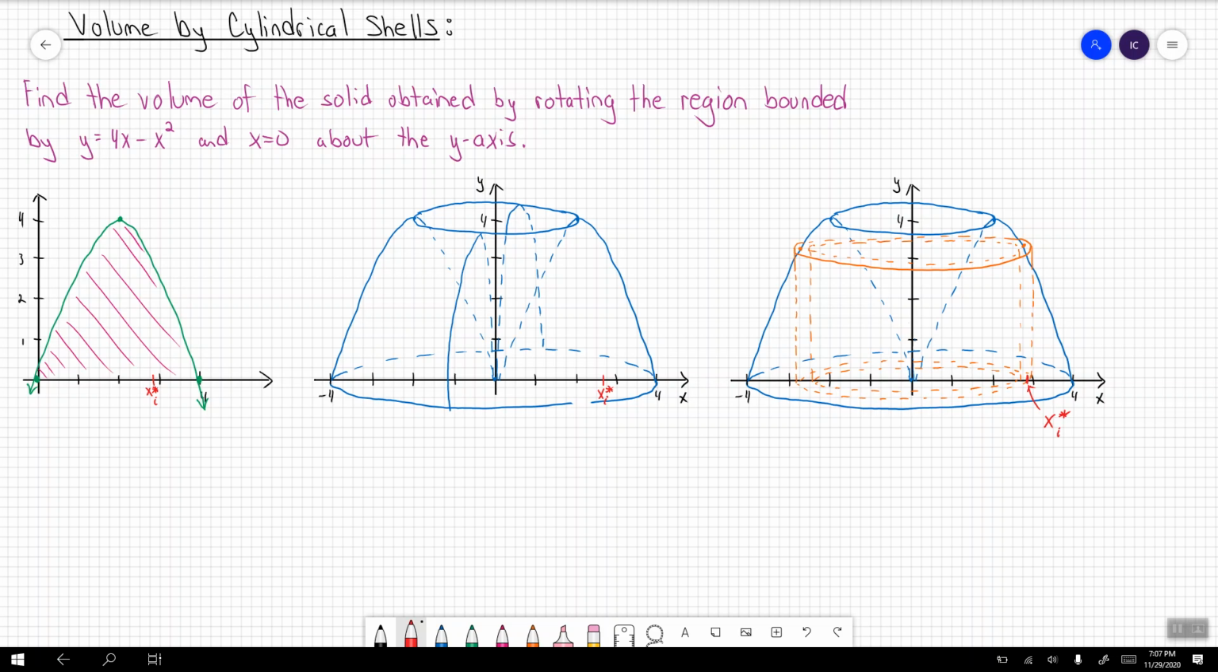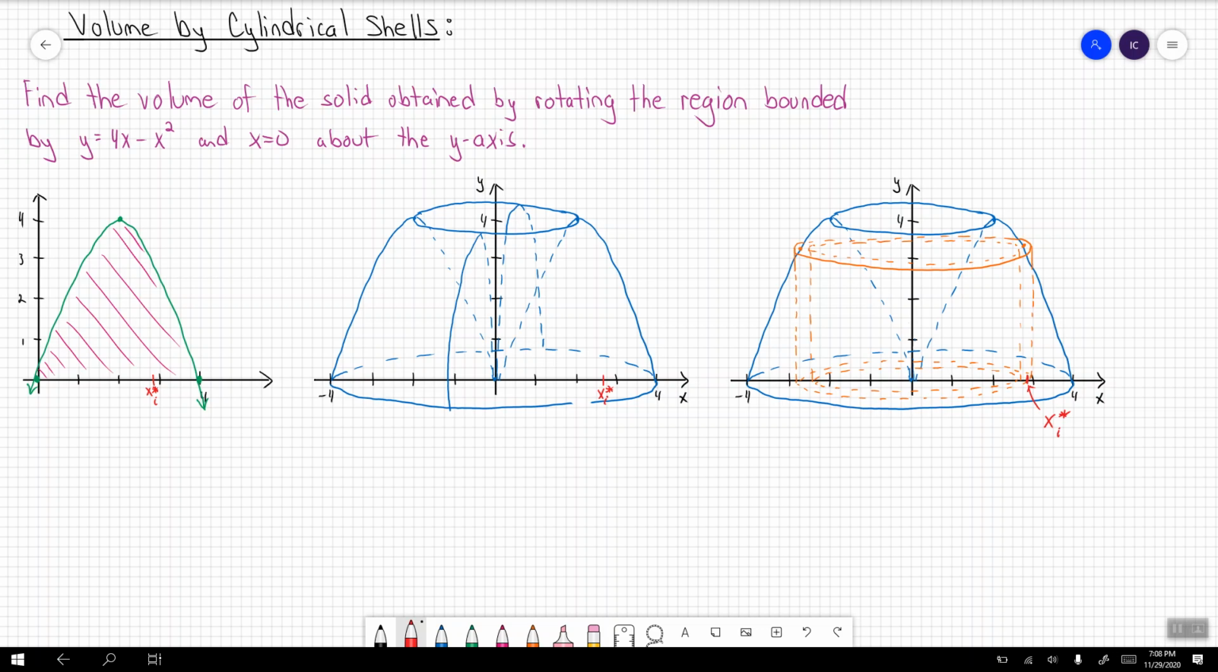Hi everyone, welcome back. Today we're going to be discussing volume by cylindrical shells. Now in the previous video, what we were looking at is taking this region that was bounded by some given functions, and we were rotating that region about a certain axis.